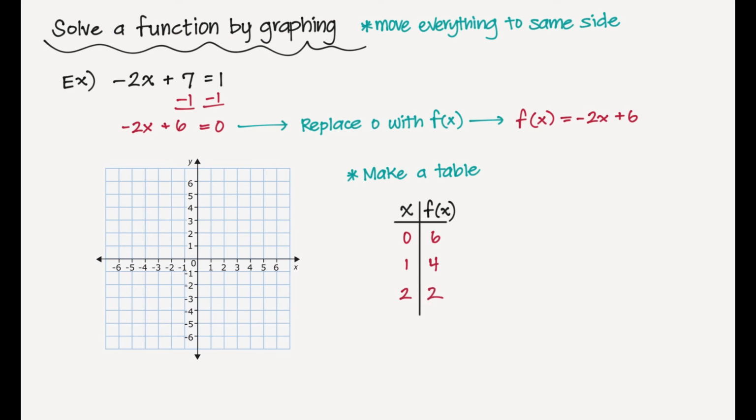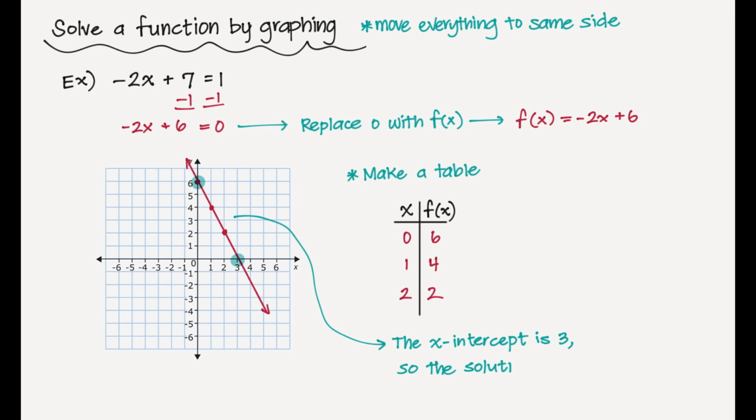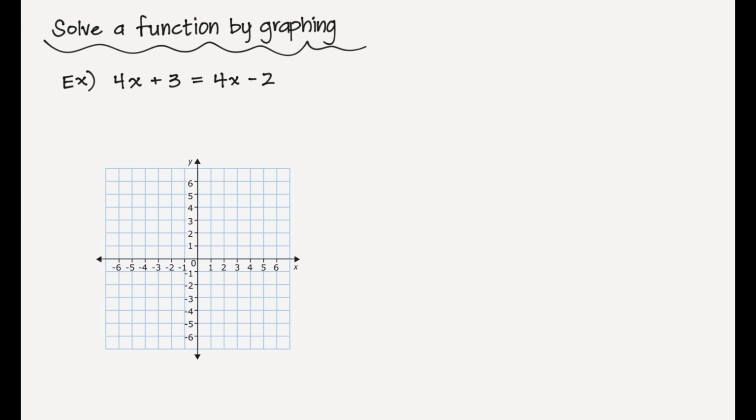All right, so now I have 3 points. Let's go ahead and plot them on my graph. 0 all the way up to 6, 1 all the way up to 4, and then 2 all the way up to 2. And so I connect them with a ruler, and there we go, there's my line. I can see the y-intercept and the x-intercept, but again, remember, I'm only interested in the x-intercept. Here, the x-intercept is actually located at positive 3. And so that means that the solution for this function is at positive 3. And that's it.